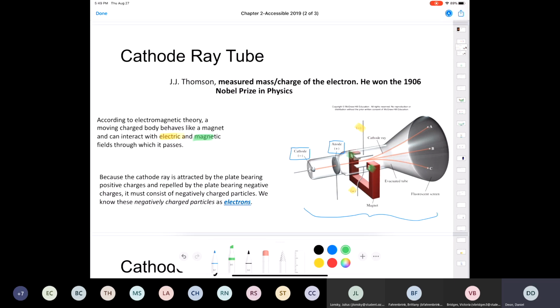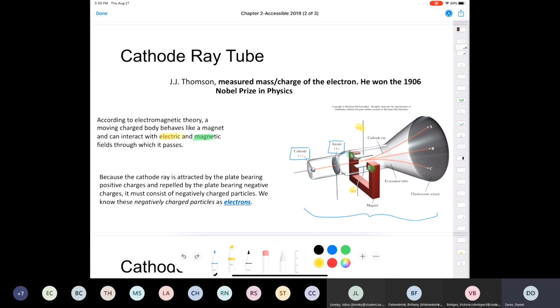Now, I guess he did some of them at the same time so that they would cancel each other out, but what you really need to understand is that he was able to determine that the cathode rays were charged. They must have been charged because they behaved like a magnet. They interacted with a magnet. They were deflected by the magnet as well. As he moved the magnet around, they would deflect in different directions. And also that the particles were negatively charged.